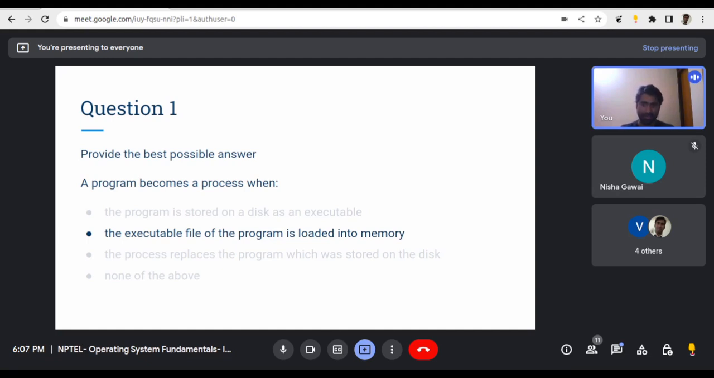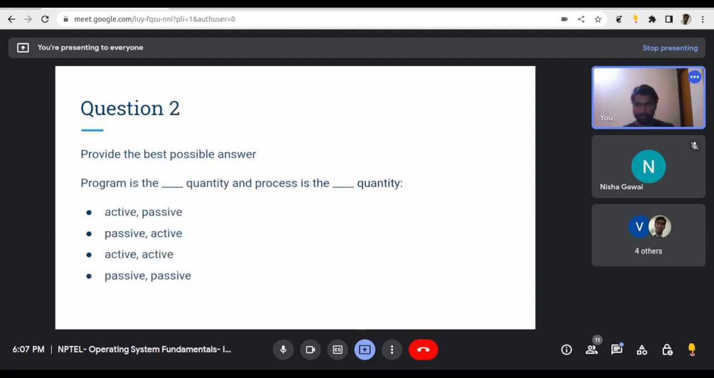So the executable file simply is also not the process. Once it is loaded into the main memory and becomes a contender for CPU execution, then it becomes a process. Anyway, let's go on to the next question.